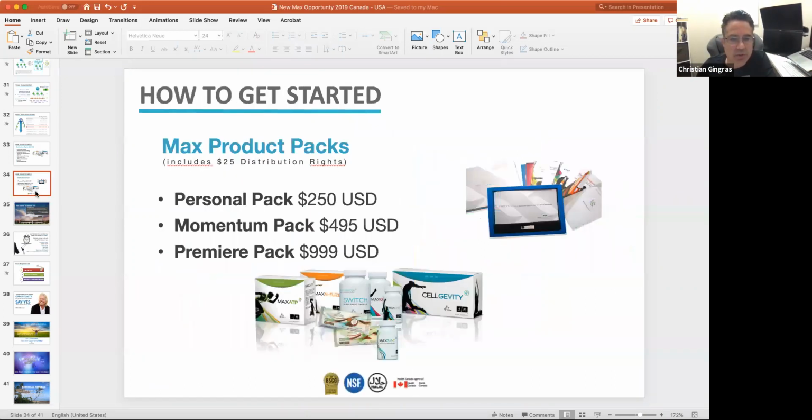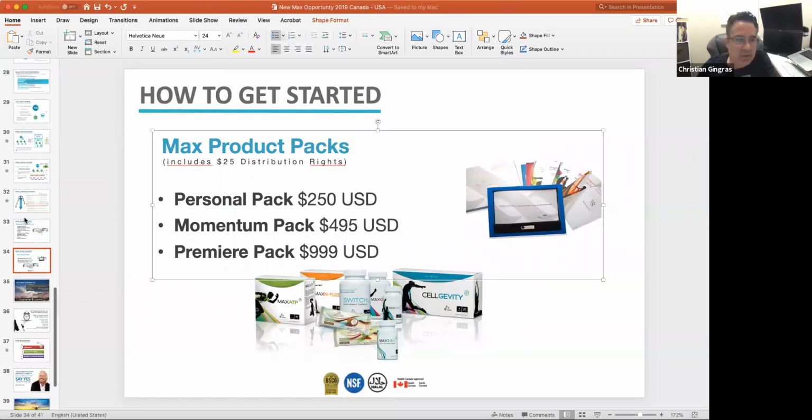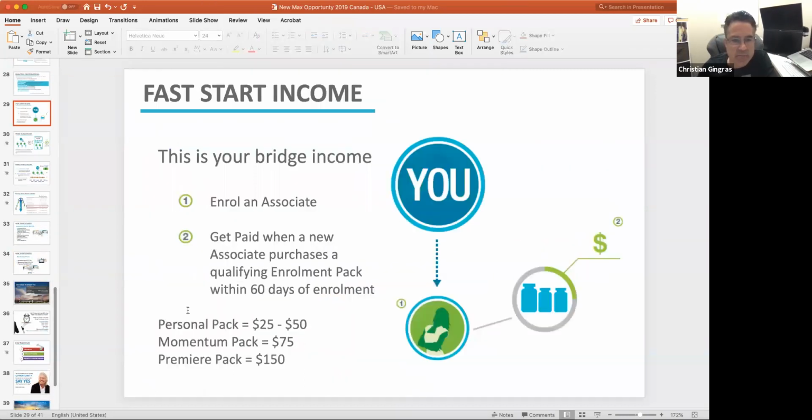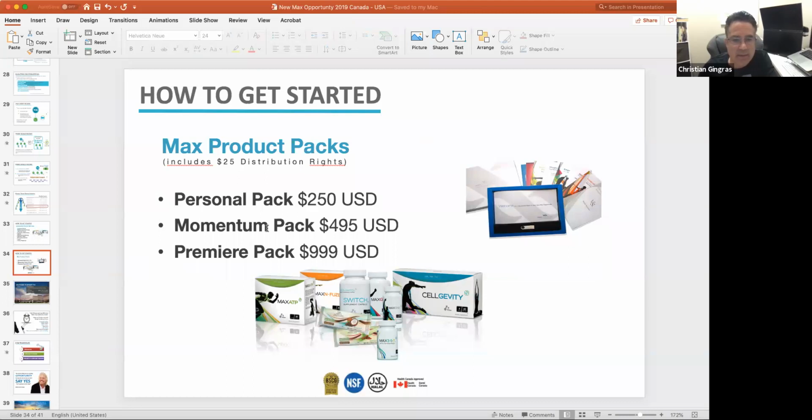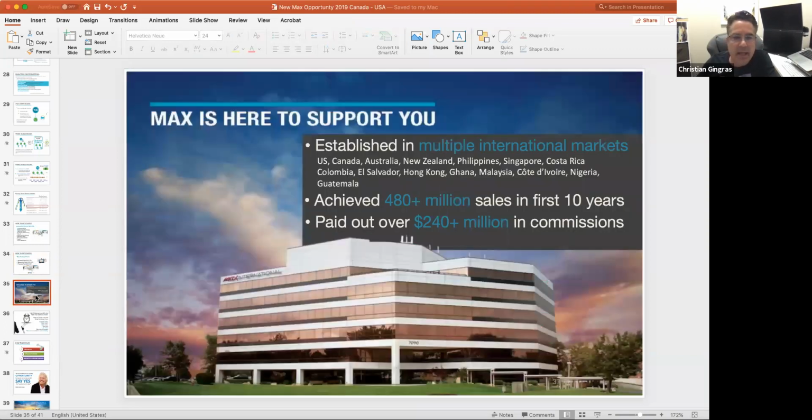So to go back to this slide over here, this is where we talk about the packages available, which is related to this slide over here when we talk about the Fast Start Income, Premier Pack, Momentum Pack, Personal Pack. Well, this is exactly what this relates to. These are the packages we were talking about, which includes, again, the distribution rights. Now we finished the presentation. And then, again, this is pretty straightforward.